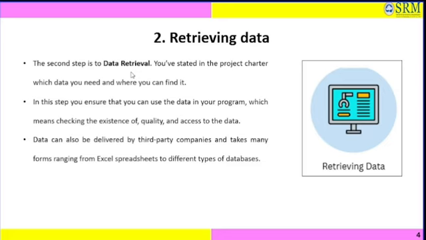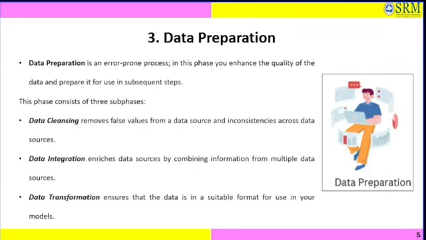Retrieving the data is second step. You have stated in the project charter which data you need and where you can find it. So in this step, you ensure that you can use the data in your program, which means checking the existence, quality of the data and access to the data. Data can also be delivered by third-party companies and takes many forms ranging from Excel spreadsheets to different types of databases. This is the second step, that is retrieving data.